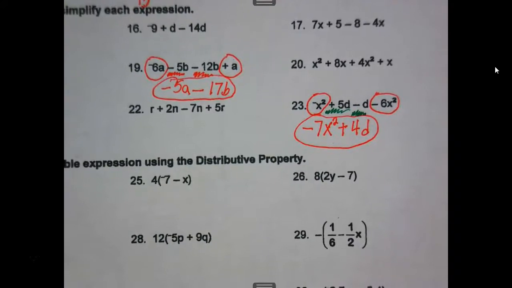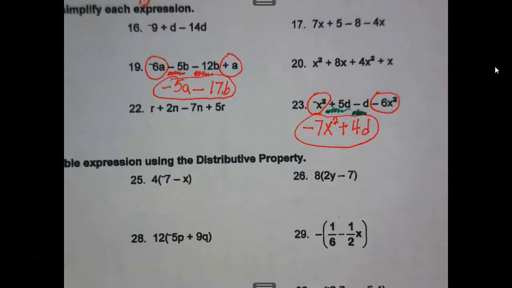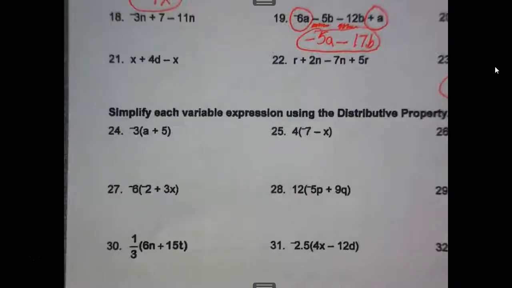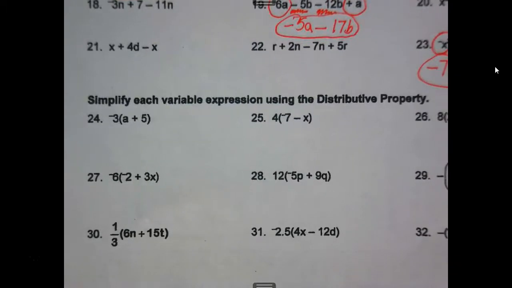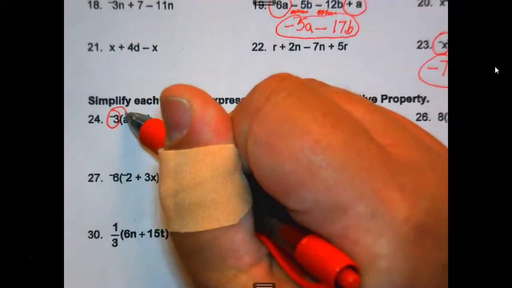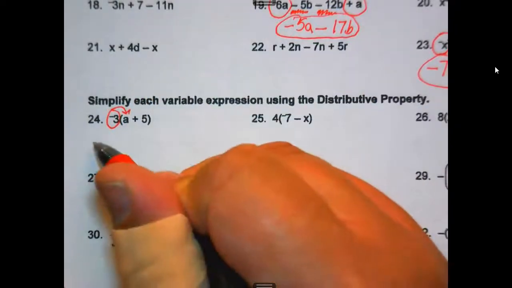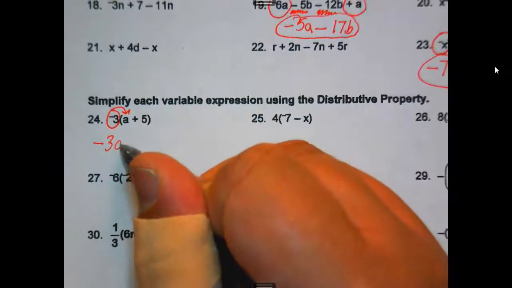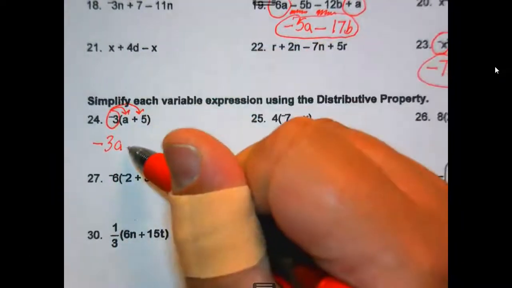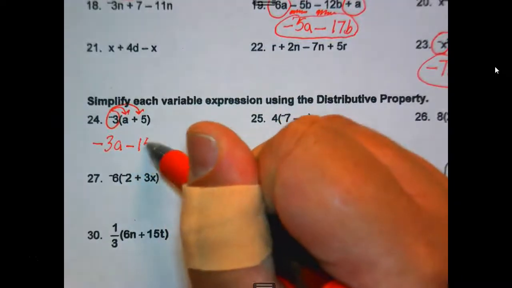And that looks like 24 through 32. They're distributing a negative number this time, not just a positive. Be careful with that. 24, negative 3 times a positive a, negative 3a, negative 3 times a positive 5, minus 15.